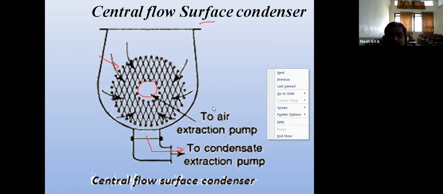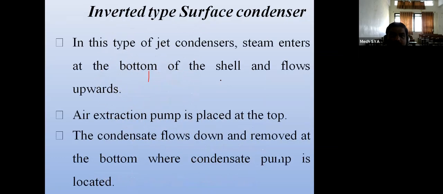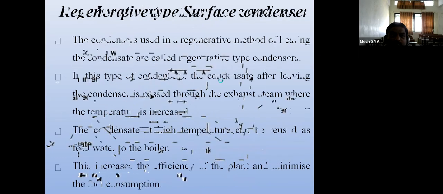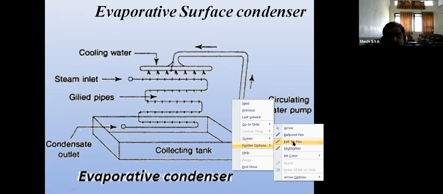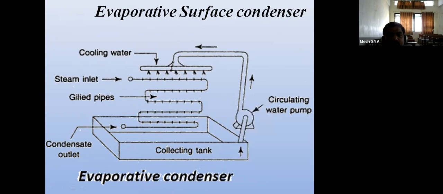So that kind of condenser is called an inverted type surface condenser. Okay, now this is the evaporative type of surface condenser, where there is very little water available. In that case, we have to use this particular evaporative type of surface condenser.